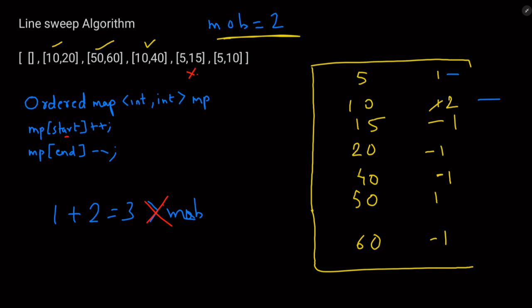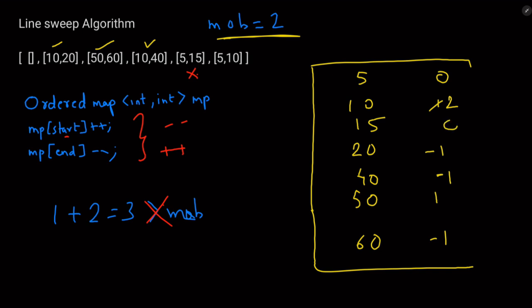I have to revert in my hash map. It cannot stay in my hash map because I am not taking it. So what you will do is just do the opposite. Just do the minus minus for MP start and plus plus for MP end. So what will happen now? This comes out to be 0, this comes out to be 0 now, and this comes out to be 0.